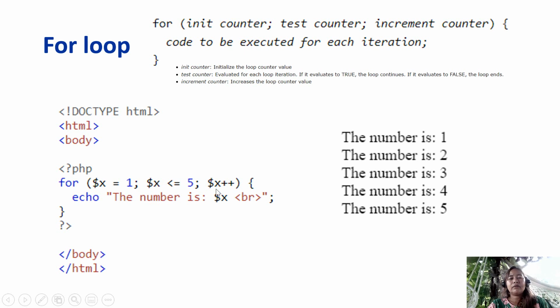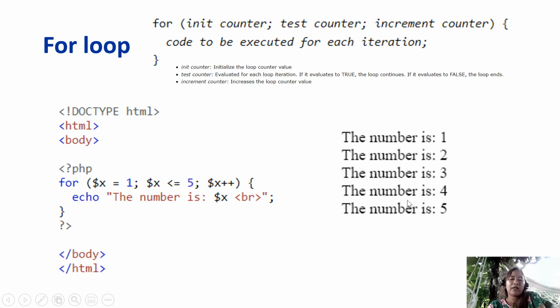And then the next one will be to increase that value. This is plus plus, so it will become 2, and 2 is less than or equal to 5, so that means we will perform this one again. It will display the number is 2, and then it will increment the value of x by 1, it becomes 3. 3 is still less than or equal to 5, so again, one more time, display the number is 3, and then increase it by 1, it becomes 4. 4 is still less than or equal to 5, so yes, we're still going to perform that one more time.